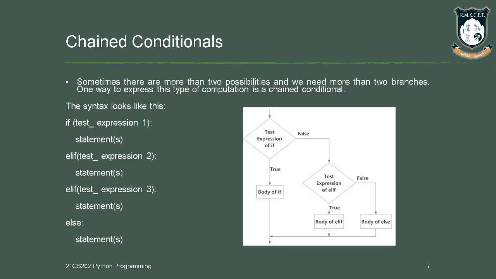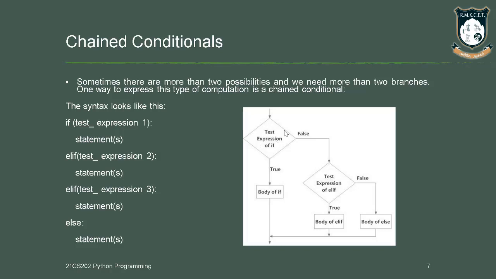Then chained conditional means you have more than two possibilities to be executed. If you have more than two possibilities to be checked, then you can go for the chained conditional statements. In the flowchart itself you can see that if the first condition is true, the body of the statement will be executed and the program will exit.